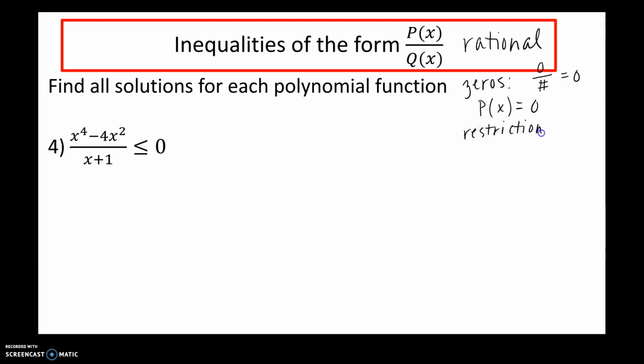My restrictions come from where the denominator equals 0, because I'm never allowed to divide by 0. It would give us an answer that does not exist. So your restrictions come from setting the denominator equal to 0 and solving for x. So these pieces of information are the values that go on the number line.